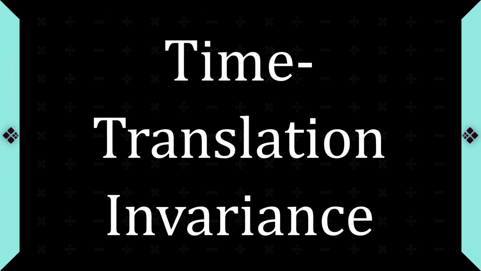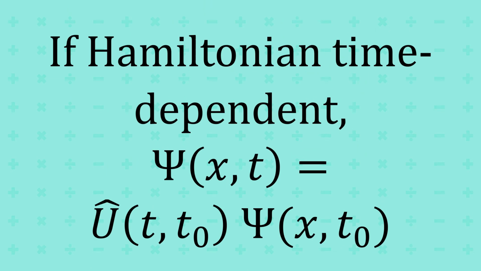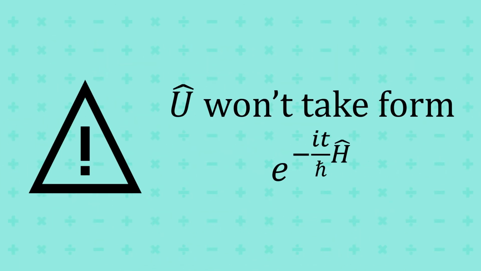Now, let's move on to discussing time translation invariance. If the Hamiltonian is time dependent, we can write the Schrödinger equation in terms of the time translation operator. However, the time translation operator won't take on the usual exponential form.